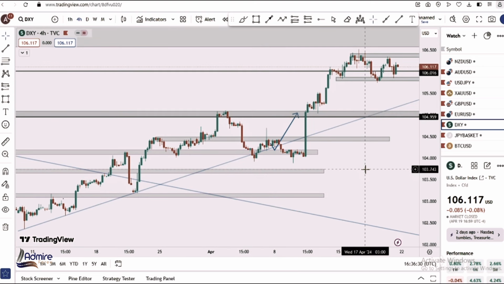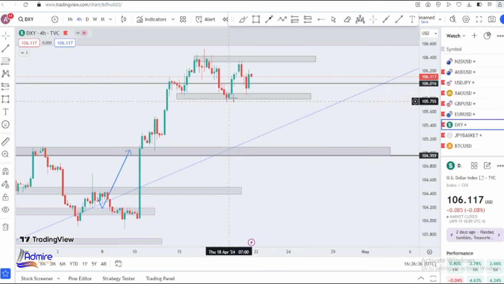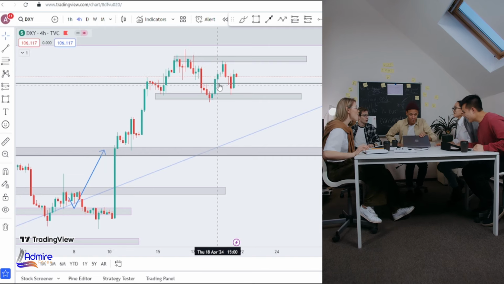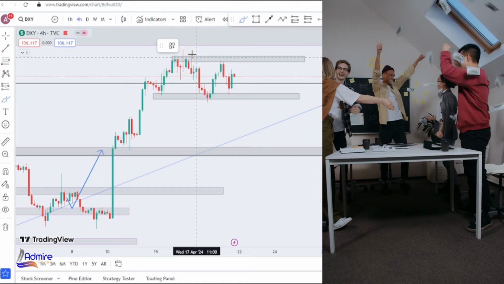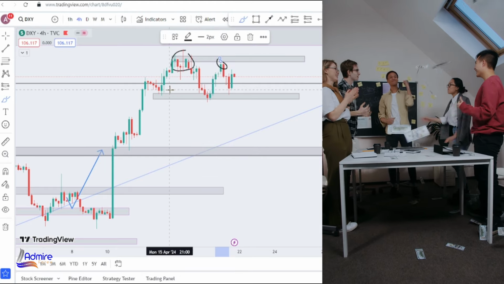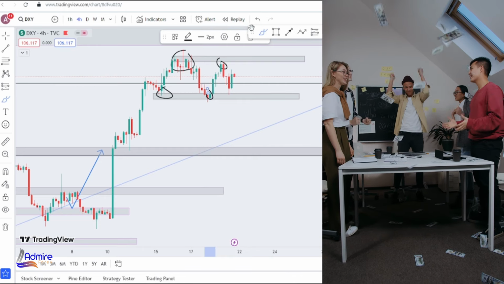The whole of last week has been ranging since price opened. Okay, when price opened somewhere around here, went up, came down, went up, and came down again. So we are now more like in a range. We have some double tops. Okay, we have some highs here to the upside, and we have some lows, which is a support to the downside.